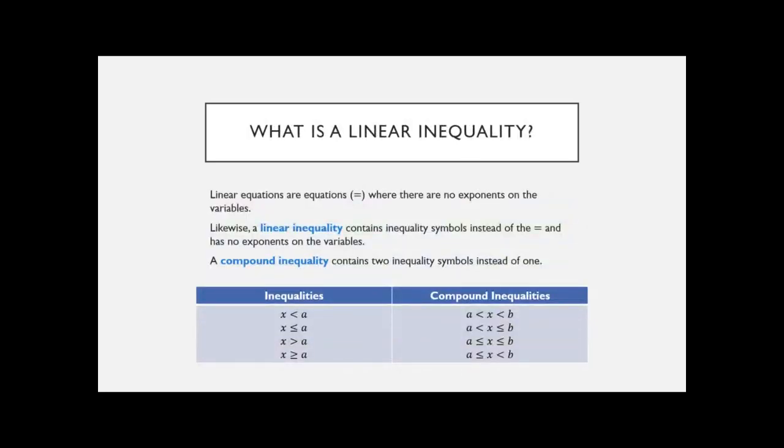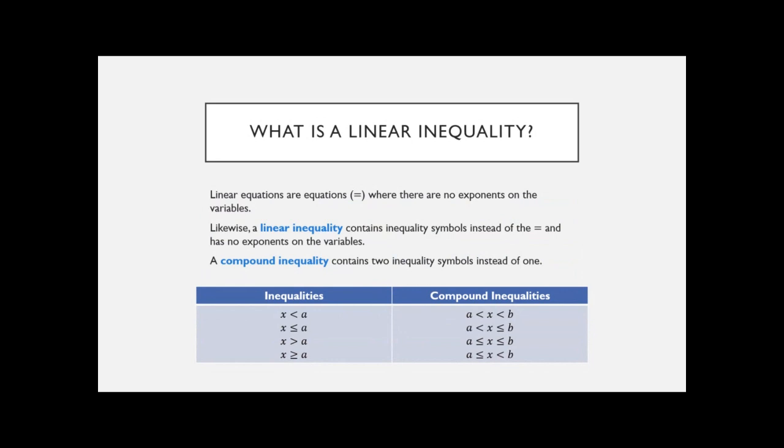So we talk about linear inequalities, and when we have linear equations, there are no exponents on the variables. A linear inequality also has no exponents on the variables, but instead of an equal sign, we use the inequality symbol. So all of these inequalities you're seeing on this chart are considered linear inequalities because the variable x doesn't have an exponent on it.